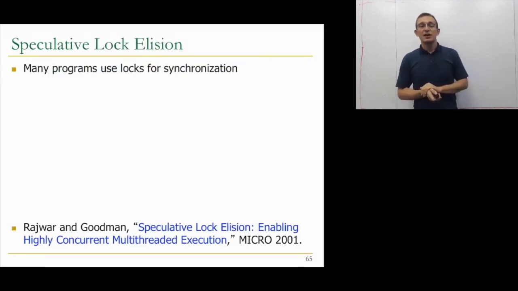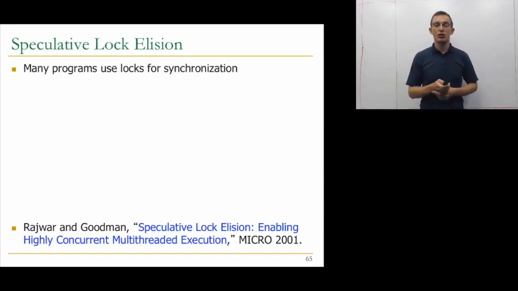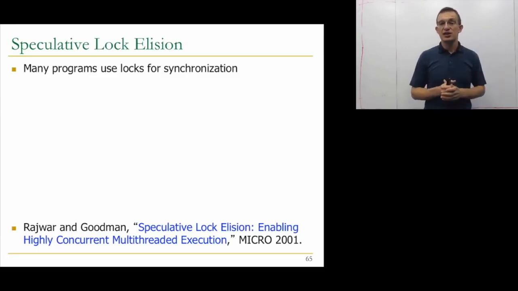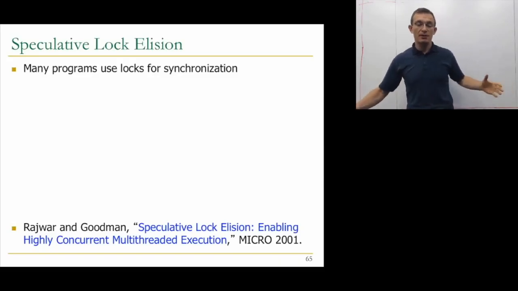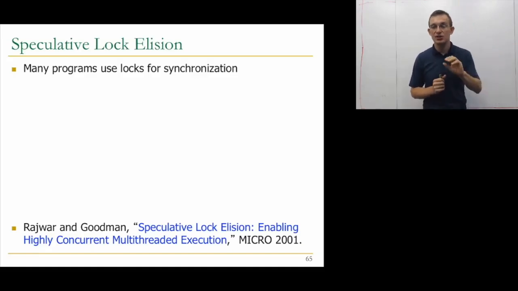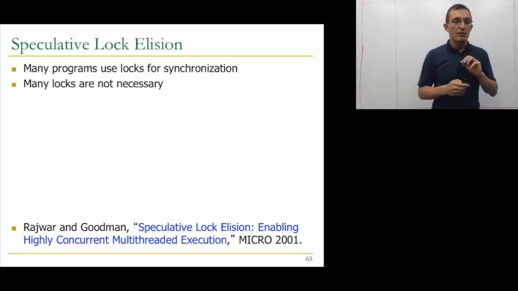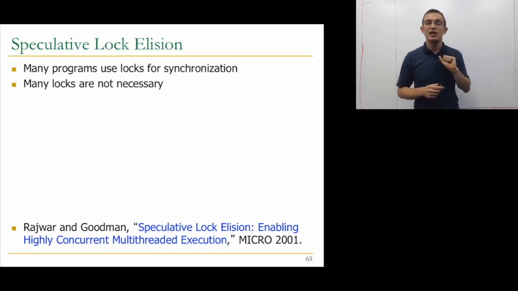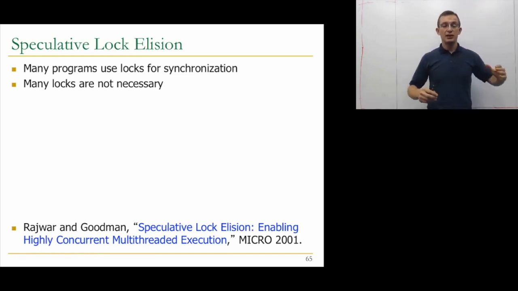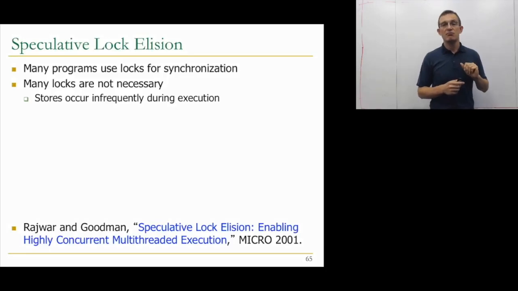So, speculative lock elision. Many programs use locks for synchronization. This is one of the synchronization constructs that we've covered earlier. Actually, there are other synchronization constructs like barriers and also pipeline parallel stages. These synchronization constructs can also benefit from similar ideas, and I'll let you think about how to apply the ideas that I'll discuss to those constructs. The observation is that many locks are actually not necessary. They're there for preserving correctness, but they do not need to serialize execution.